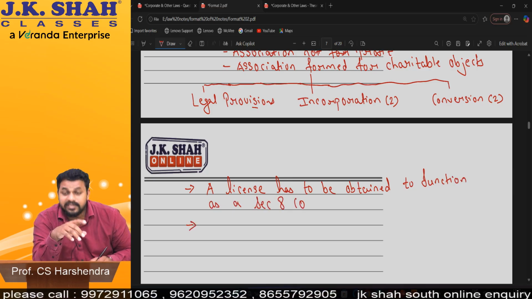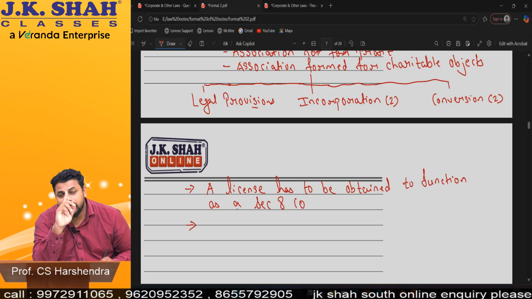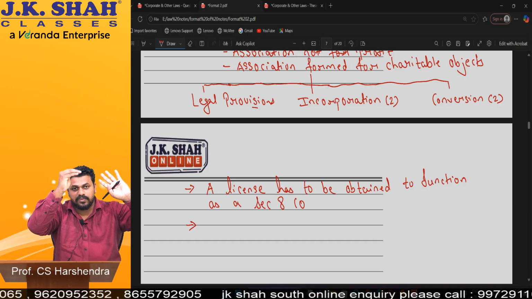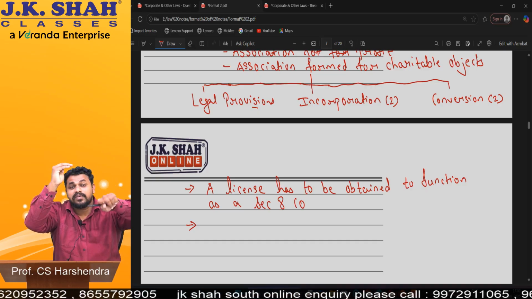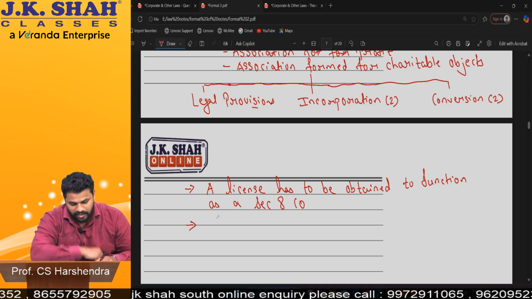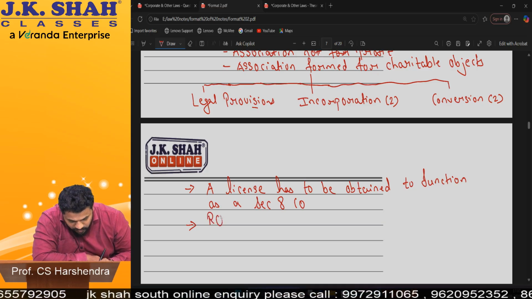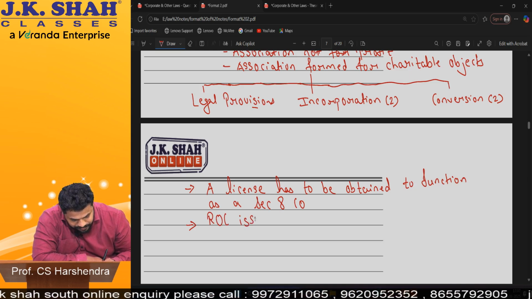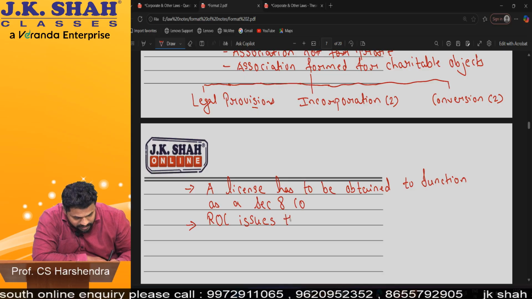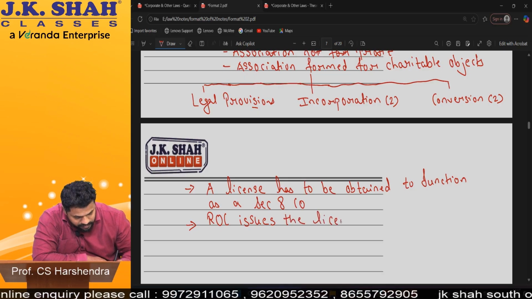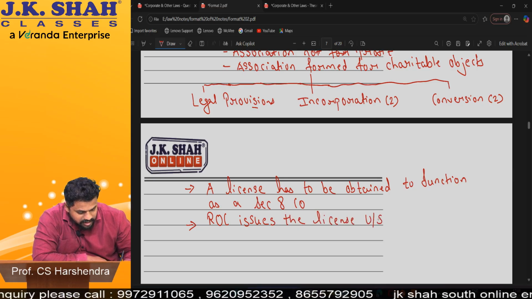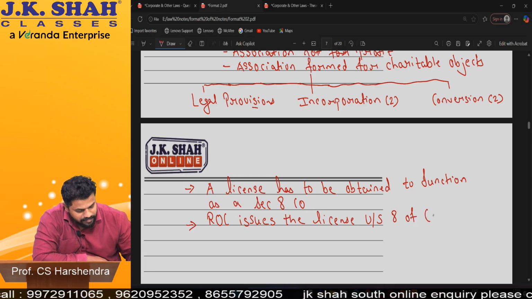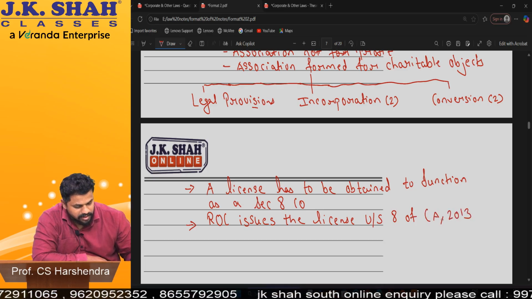Now who issues this license? I told you, the government. Actually, the central government has the power to issue and cancel the license, but the power to issue the license is delegated to the ROC, the Registrar of Companies. What is the ROC? The Registrar of Companies issues the license under Section 8 of the Companies Act, 2013.